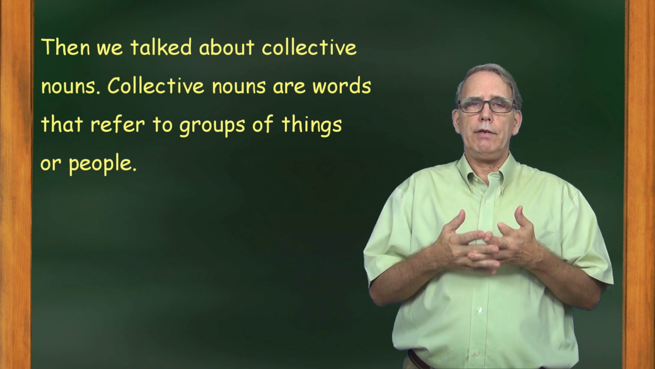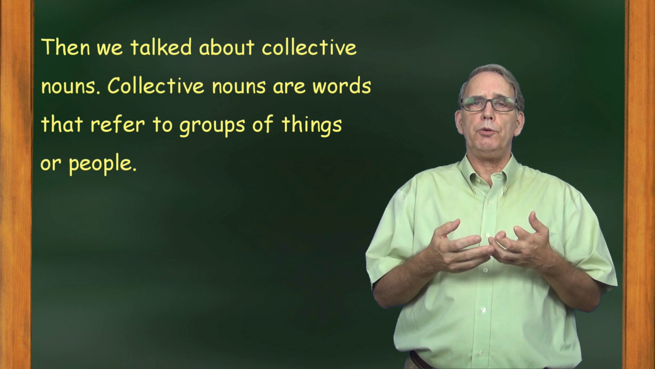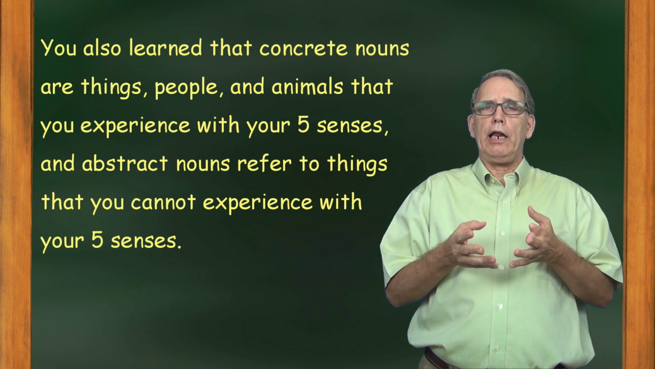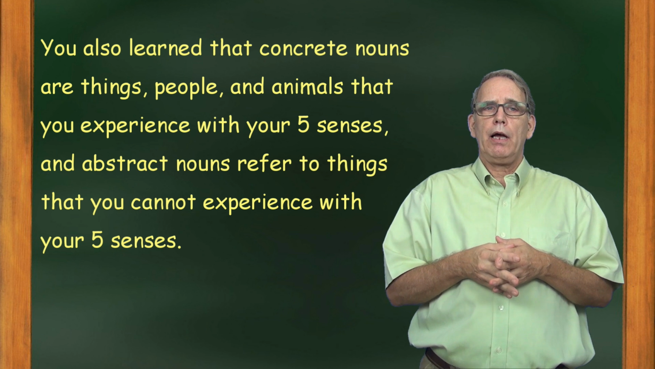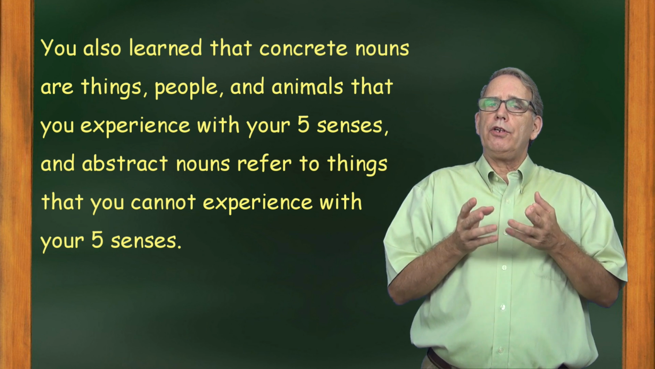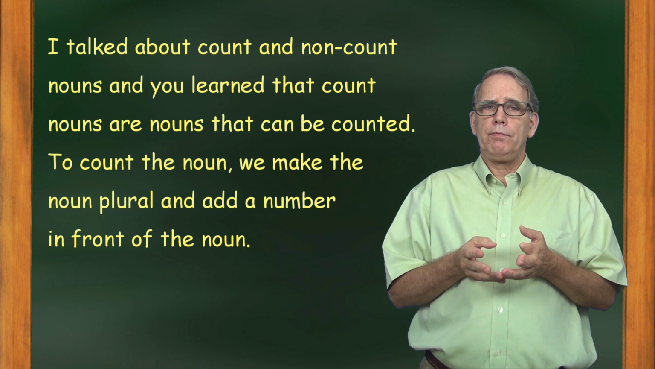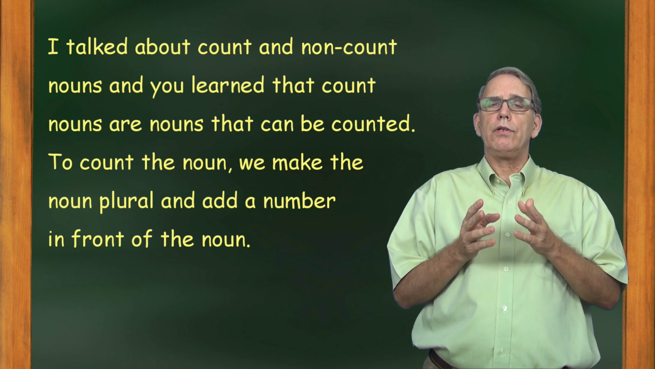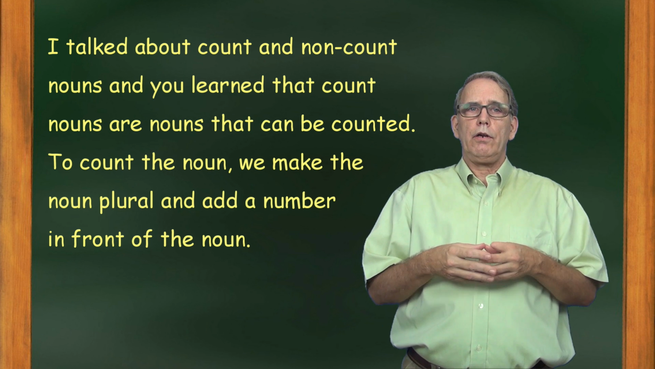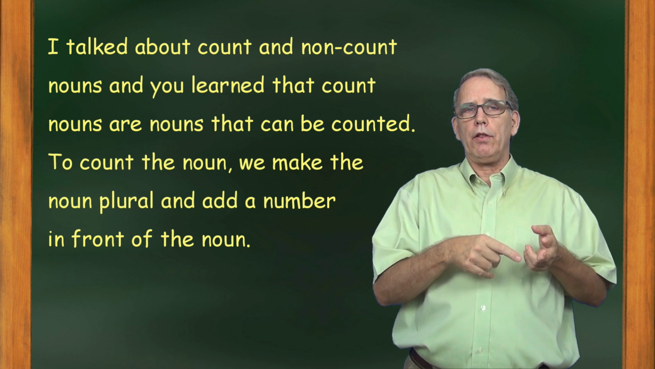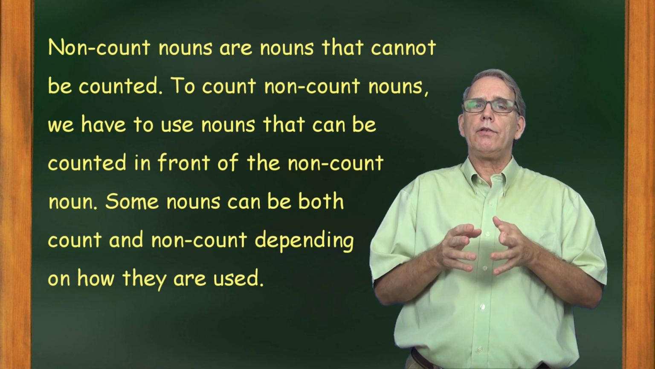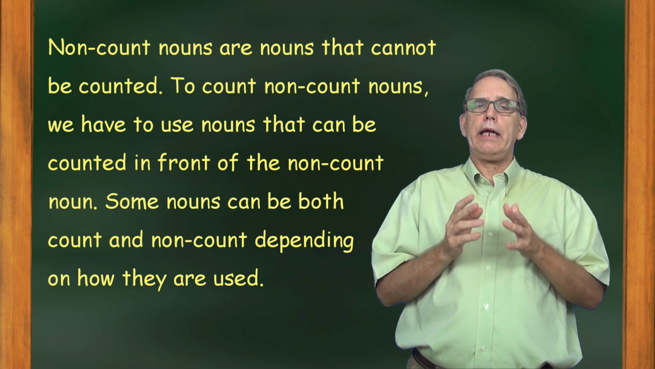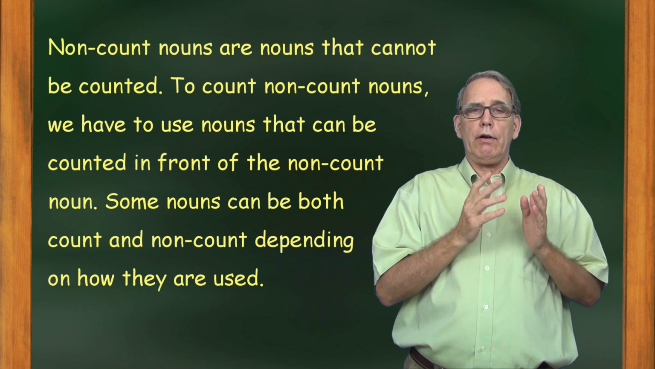Then we talked about collective nouns. Collective nouns are words that refer to groups of things or people. You also learned that concrete nouns are things, people, and animals that you experience with your five senses. And abstract nouns refer to things that you cannot experience with your five senses. I talked about count and non-count nouns, and you learned that count nouns are nouns that can be counted. To count the noun, we make the noun plural and add a number in front of the noun. Non-count nouns are nouns that cannot be counted. To count non-count nouns, we have to use nouns that can be counted in front of the non-count noun.